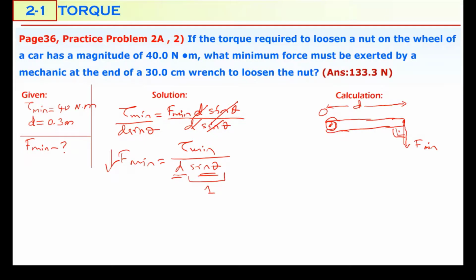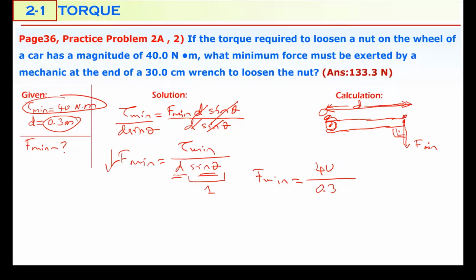Sine theta must be 1, and D must be as long as possible. D is the longest, which is the length of the wrench, and it's given in the question as 0.3. You are going to insert the given into the equation, and you will find the minimum force. Required torque is 40. This number never changes, so you should first attain this number to start rotation. 40 divided by distance, 0.3 meters, which is the length of the wrench. It's the maximum length of the wrench.